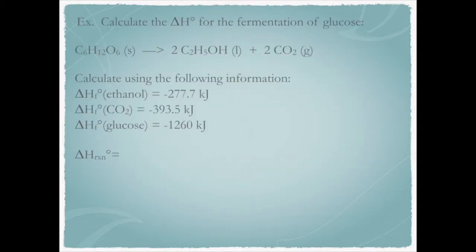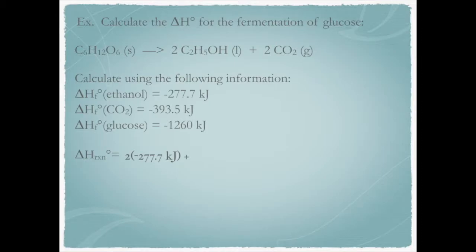So let's look at an example. Here I'm asking for the enthalpy change for this fermentation of glucose, and I give you the enthalpies of formation for everything that's involved. And so what you need to do is take the sum of the products, so the enthalpy of formation of the products, and subtract from that the enthalpy of formation of the reactant. So the first product I have is my ethanol. So I'm going to take the enthalpy of formation of ethanol, and I'm going to multiply that by its coefficient, which is 2. So I have 2 times negative 277.7 kilojoules.